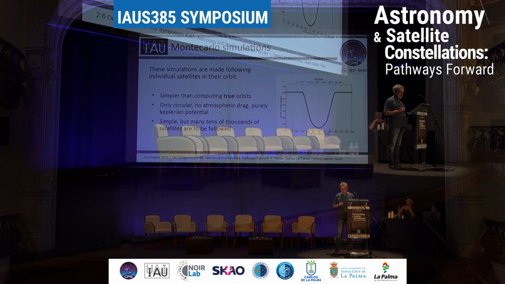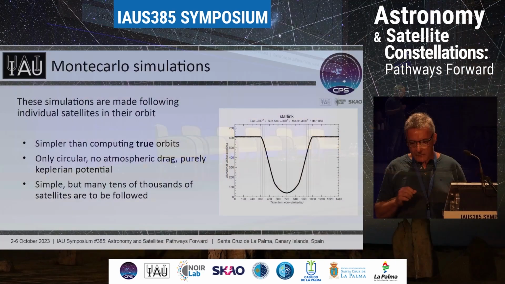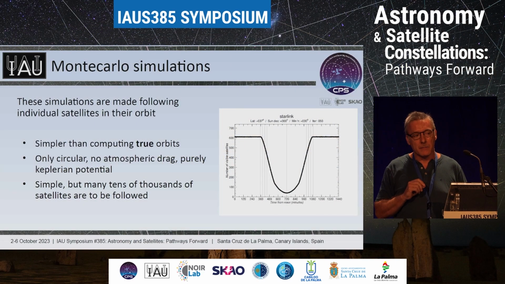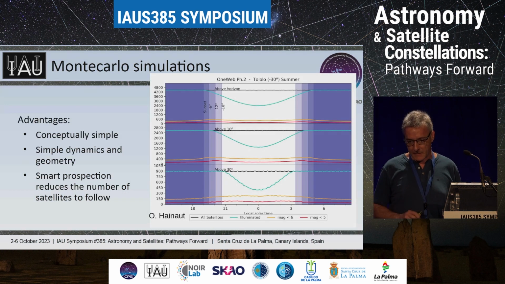Well, all those simulations were done following the path of each individual satellite in its orbit. This is much simpler than computing true orbits. So we have to forget about atmospheric drag and non-Keplerian potentials. In our simulations, all orbits are circular, and satellites move at a constant speed. This is simple, but the main problem is that you have to follow tens of thousands of satellites at every step of 1 second, 1/10 of a second, whatever.